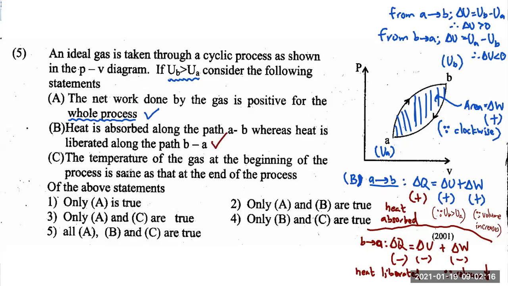Correct. Good. Next one: the temperature of the gas at the beginning of the process is the same as that at the end of the process. That is also correct, because you start at A and come back to A. It's a cyclic process, so at A it's the same temperature. Therefore, that also should be correct. The answer should be the fifth option. At a particular state, the temperature will always be constant.